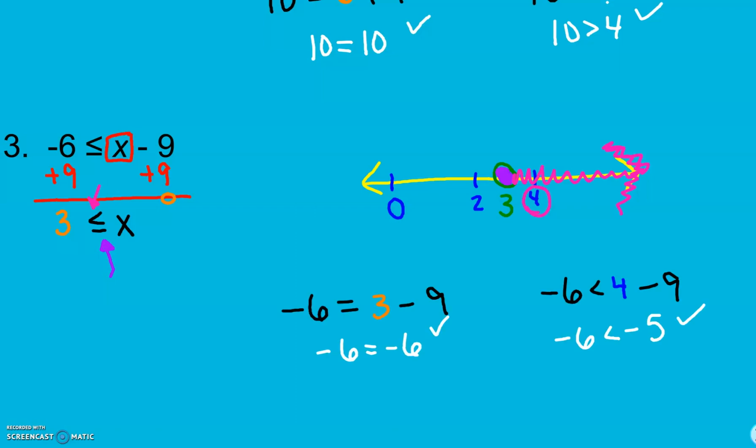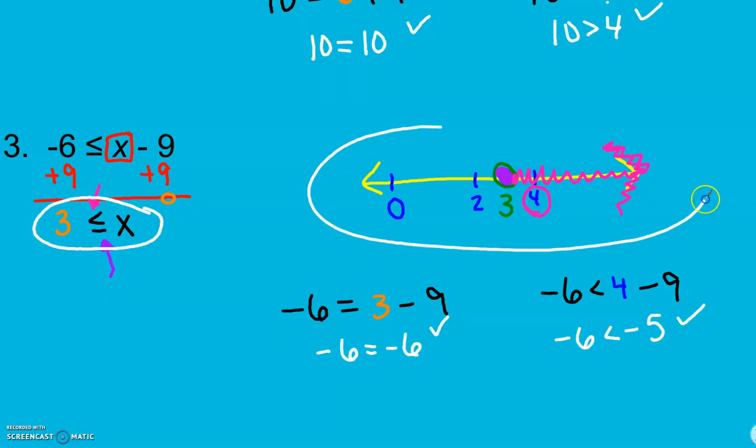Now I did the checks here. I plugged in that boundary point 3 to see if both sides were equal. I got negative 6 equals negative 6 when I plugged that into my original equation. Since it's equal, I know that that's the right boundary point. So I know my 3 is right. Then I wanted to make sure that I shaded right and had the right solutions. So I checked. I plugged in 4 since we said 4 was part of our shading, part of our solutions. When I did that, I got negative 6 is less than negative 5, which is also true. So we know that both our inequality and our graph are correct.